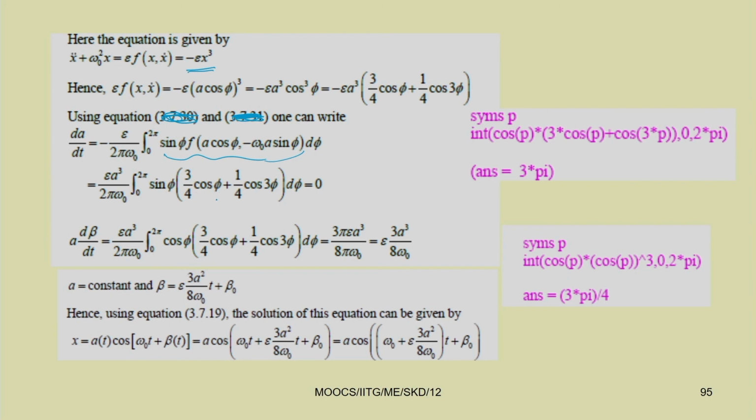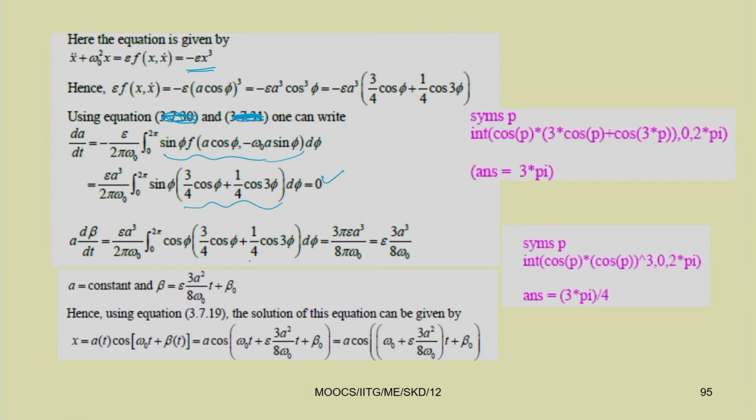So, if you integrate this, similarly you can write down a d beta by dt equal to epsilon a cube divided by 2 pi omega 0, and here we have a minus epsilon x cube, that is why this becomes plus, integration 0 to 2 pi of cos phi into 3 by 4 cos phi plus 1 by 4 cos 3 phi d phi. For dA by dt, if you integrate, you can check that this integration becomes 0. So, dA by dt equal to 0.